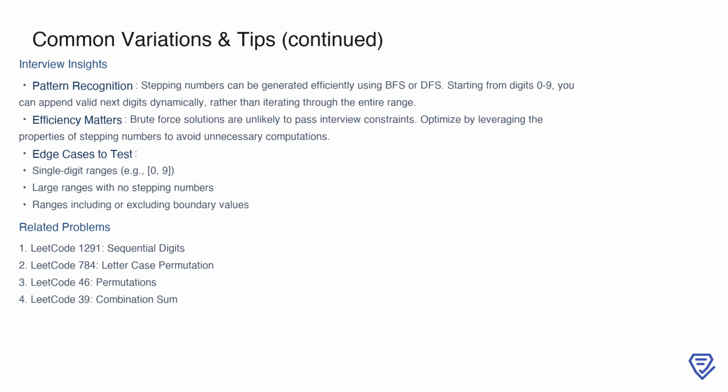It's also important to test edge cases, such as ranges that only include single-digit numbers, very large ranges with no stepping numbers at all, or ranges that include boundary values. Finally, understanding related problems can provide additional context. For example, sequential digits, letter case permutation, permutations, and combinations all involve similar techniques, so familiarity with these can help you identify patterns and apply efficient solutions.